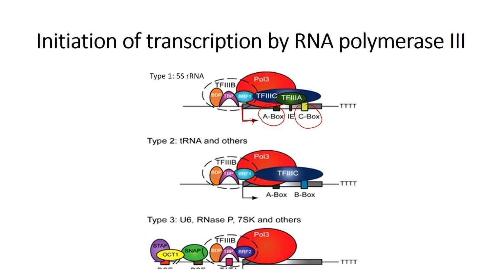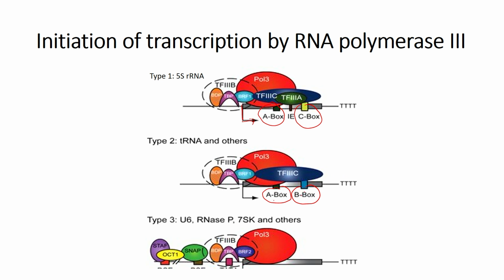For tRNAs and other RNAs, TF3B, TF3C and polymerase, they bind with box A and box B. In the first one we had box A and box C, here we have box A and box B. And both the box A and box B, the factors that bind, they are important and they allow the RNA polymerase to come and bind. So, these are the examples of downstream promoter.